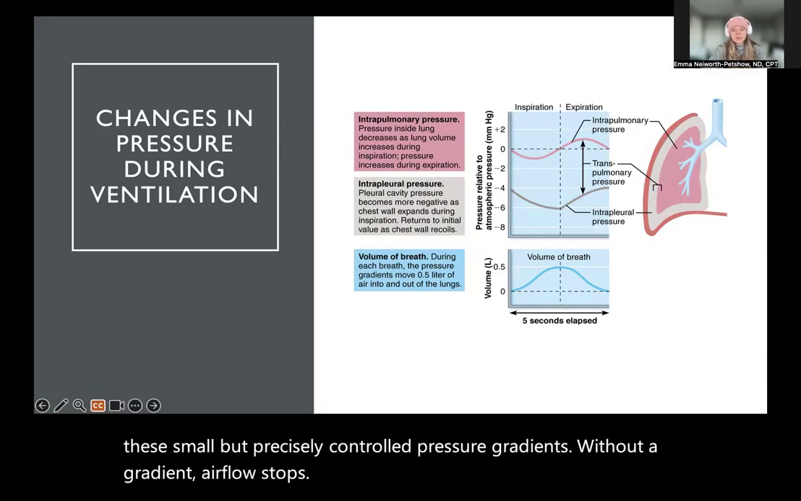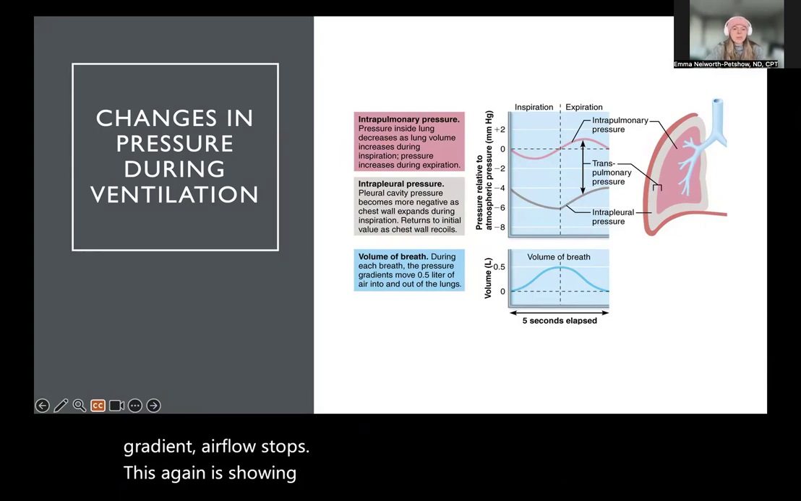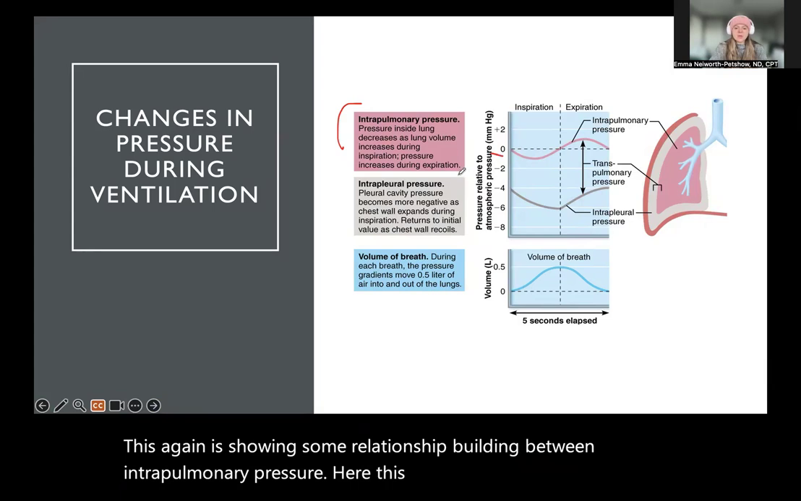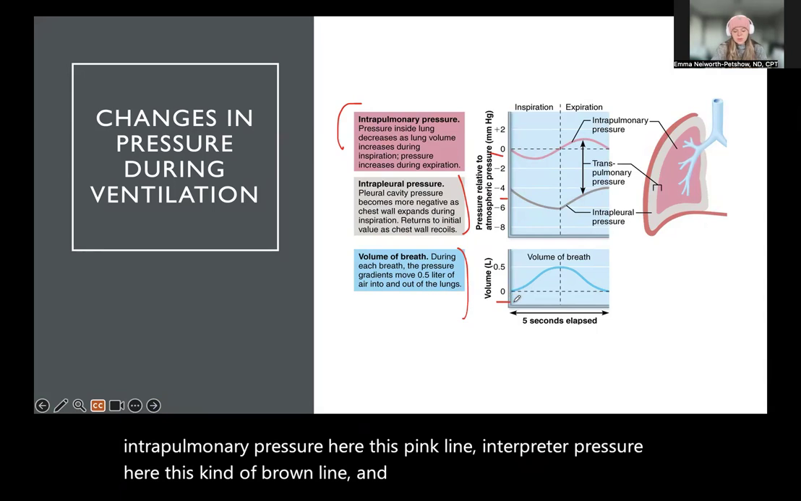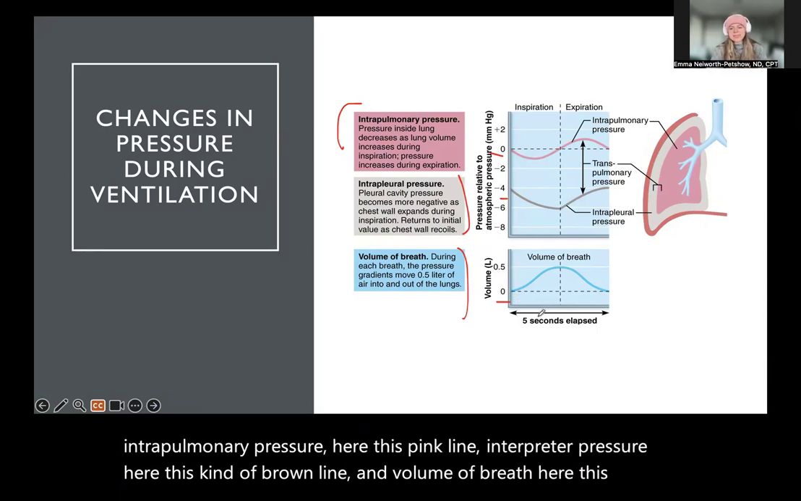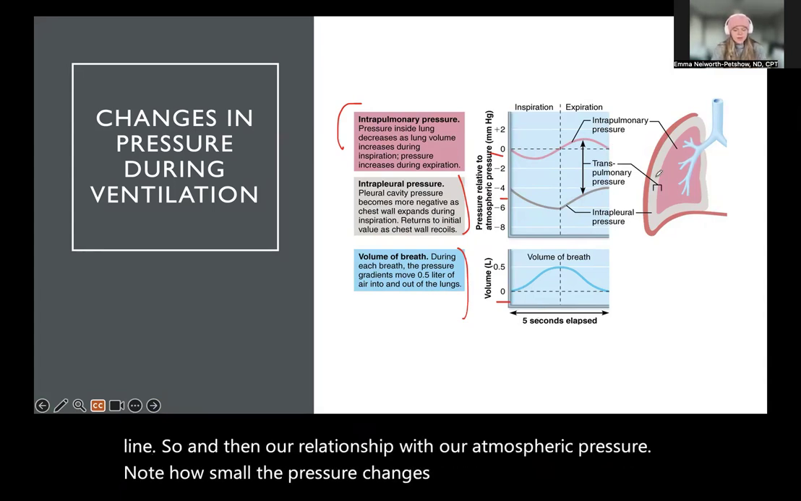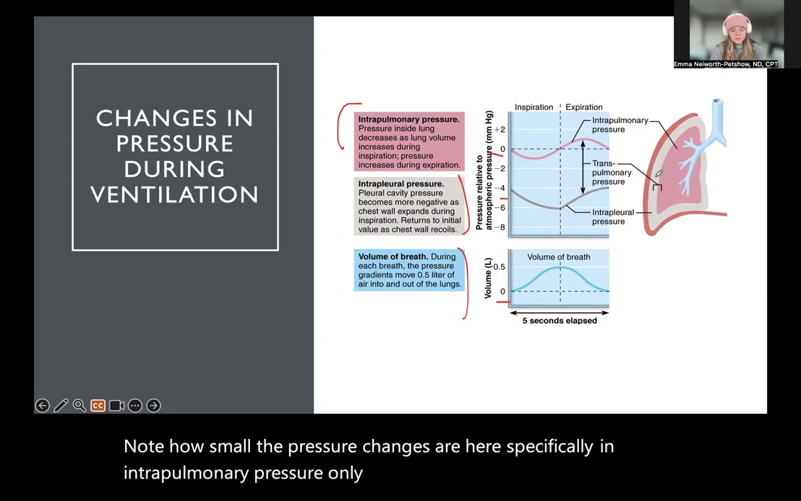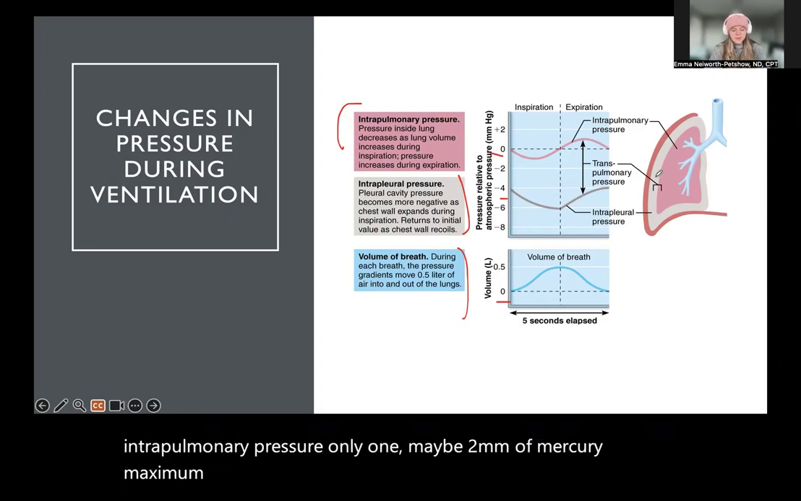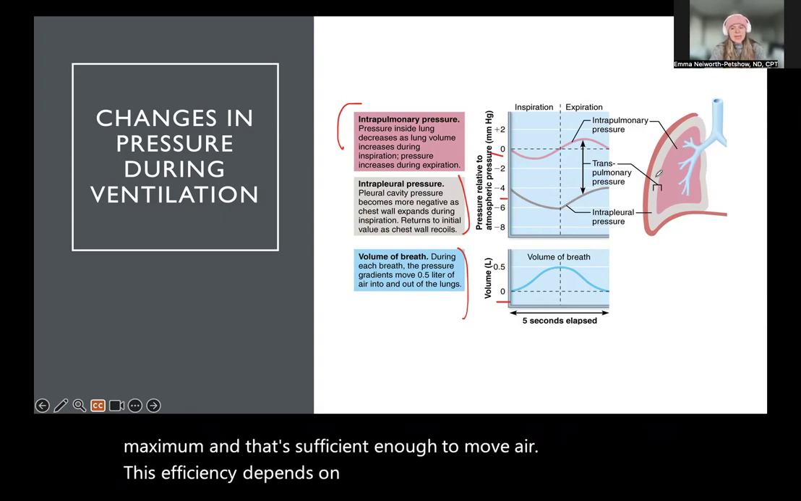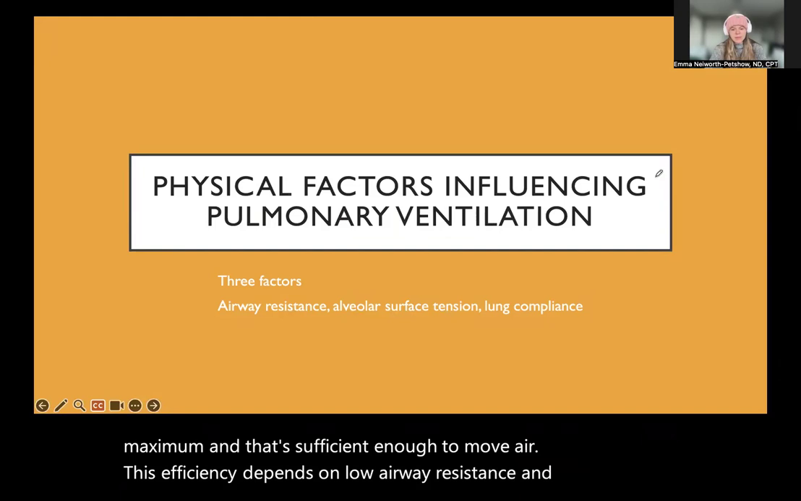This again is showing some relationship building between intrapulmonary pressure here, this pink line, interpleural pressure here, this brown line, and volume of breath here, this blue line. And then our relationship with our atmospheric pressure. Note how small the pressure changes are here, specifically in intrapulmonary pressure, only 1, maybe 2 millimeters of mercury maximum, and that's sufficient to move air. This efficiency depends on low airway resistance and an intact lung chest wall coupling.